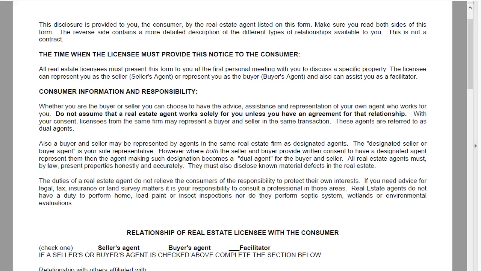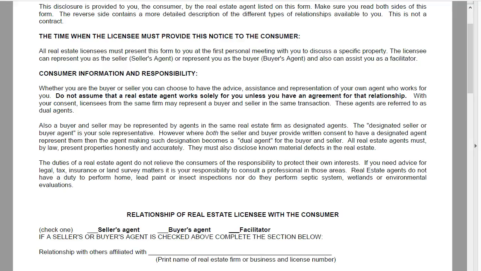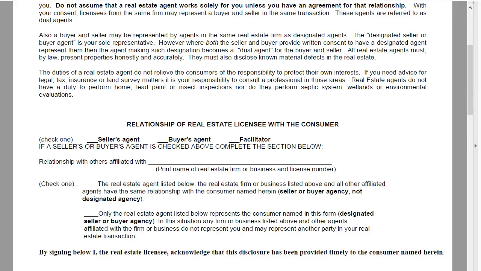All real estate agents must, by law, present properties honestly and accurately, and they must also disclose known material defects in the real estate. Well, we've heard that several times already, haven't we? You must disclose known material defects, red flag issues, in the real estate, even if the seller requests that you don't. You must disclose them. You're kind of like the school nurse. You're the mandatory reporter if there's something wrong with the real estate that you are aware of.